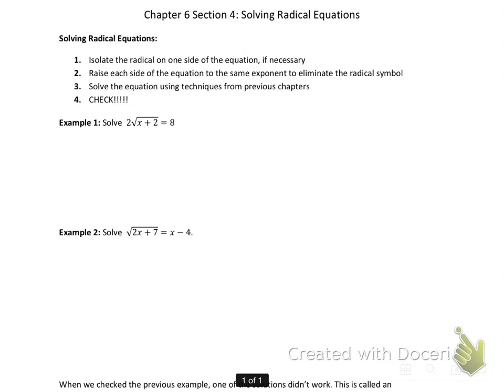So the square root needs to be by itself on one side. So before we can do anything, we need to divide both sides by 2. Which means that our real equation is the square root of x plus 2 equals 4, because we did it to both sides, so 8 divided by 2 is 4. Now, in step 2, raise each side of the equation to the same exponent to eliminate the radical symbol. All that means is, how do you undo a square root? You square both sides. So we are going to square both sides.